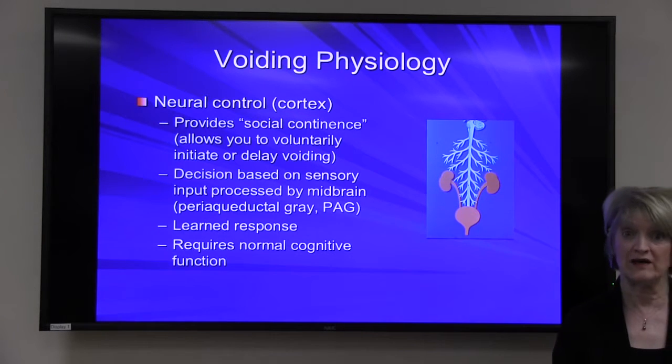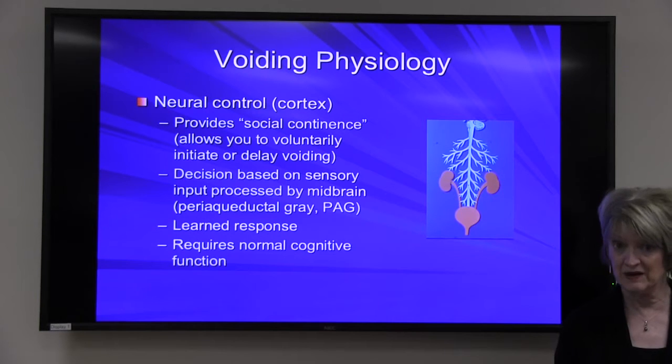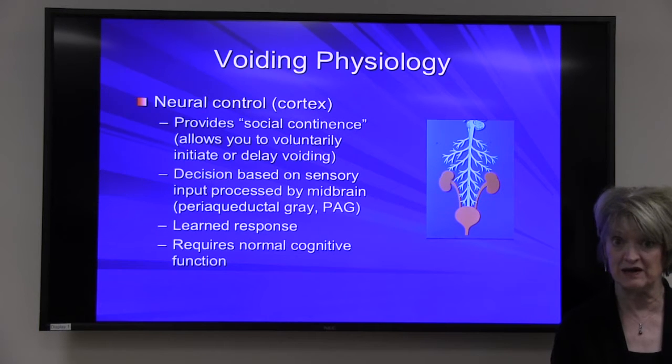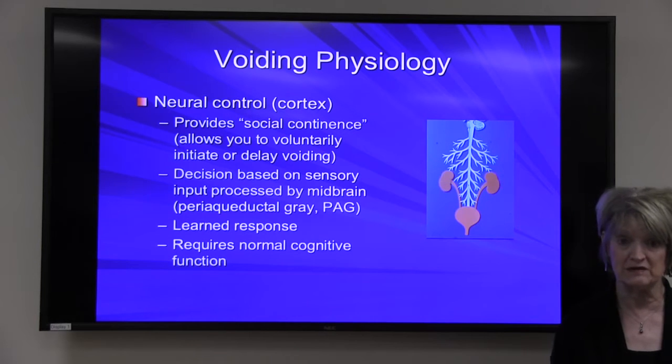So let's start at the top. Let's start with neural control, which actually starts with the cerebral cortex. Now, many times when people think about problems with voiding, problems with continence, they immediately focus on the bladder and on the sphincter. But many times the issue begins much higher. It's a problem with neurologic control.